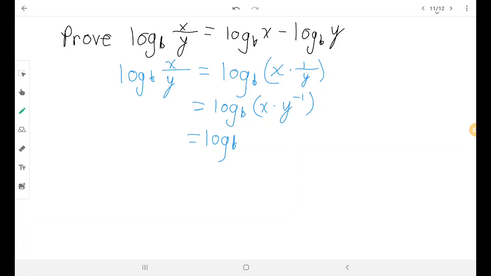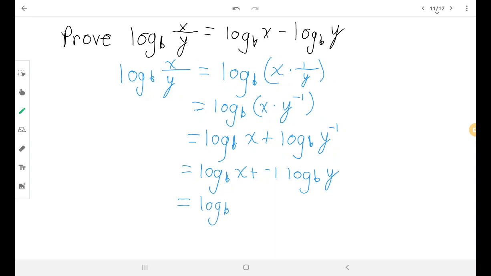log base b of, now I can use the property that I can expand multiplication into addition, so log base b of x plus log base b of y to the negative first. And then I can use the exponent property there. So log base b of x plus negative 1 times log base b of y. And then finally, that's log base b of x, and 1 times all this is just all that, so plus negative log base b of y, and then turn plus negative into minus. Log base b of x minus log base b of y. And there we have it.